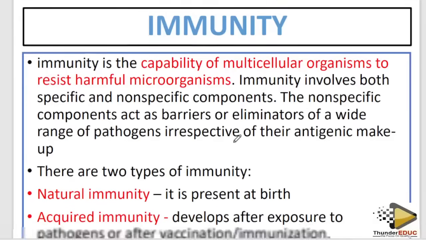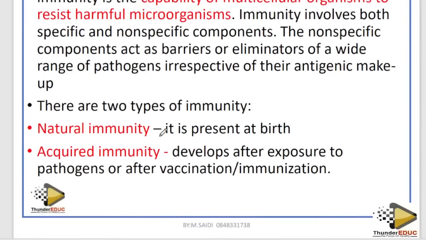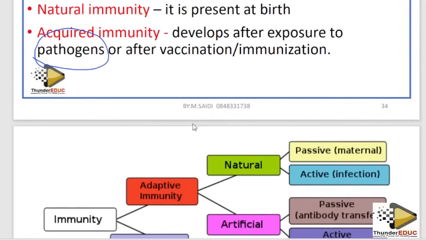That is immunity. So you have what you call natural immunity. This is present when someone is being born. And then you have what we call acquired immunity, which develops after exposure to a pathogen. Here comes another question. What is a pathogen? You need to know. A pathogen is a disease-causing organism. It is an organism which causes diseases.